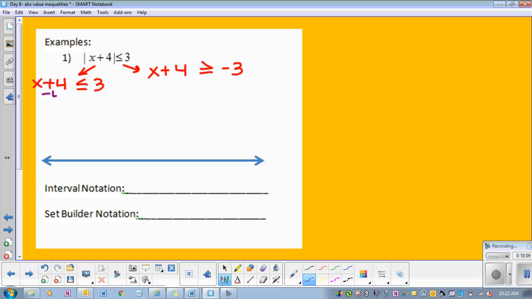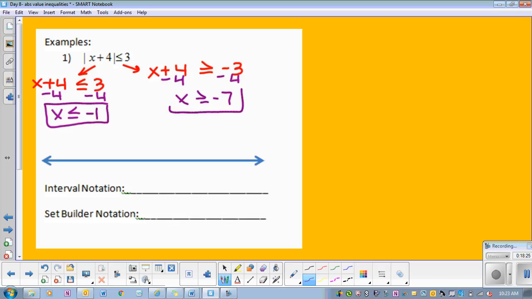All right, and then let's solve. Subtract the 4. You get x is less than or equal to negative 1. Yeah? Subtract the 4 on the other side. You get x is greater than or equal to negative 7.